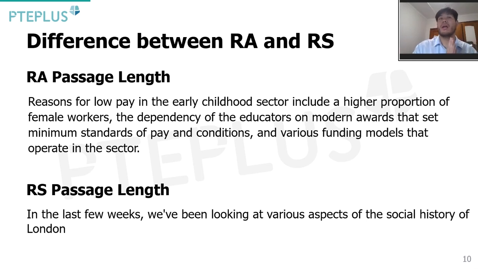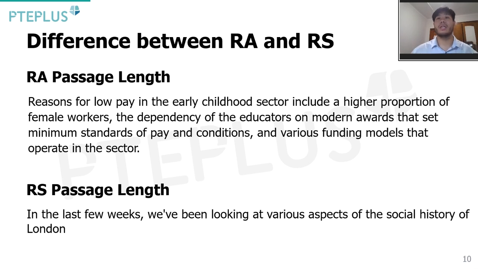Let's have a look at the difference between RA and RS. As I'm sure you guys are aware, RA passages are longer. They have between 50 to 70 words, whereas an RS passage is only 10 to 16 words. So because of the difference in length, each word has a greater importance. If we just have one pause, that's our entire fluency gone. If we have one repetition, our entire fluency score is gone. So there is a greater requirement on accuracy for both pronunciation and fluency because of the shorter length.